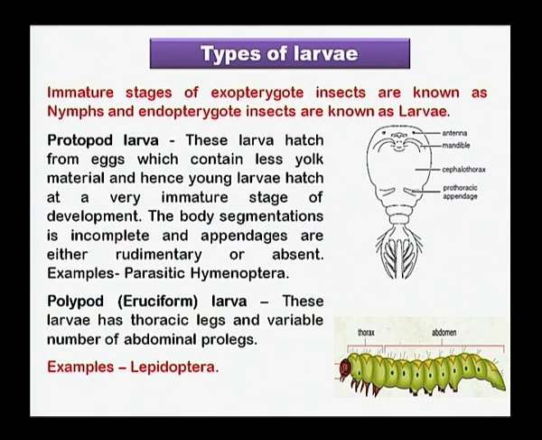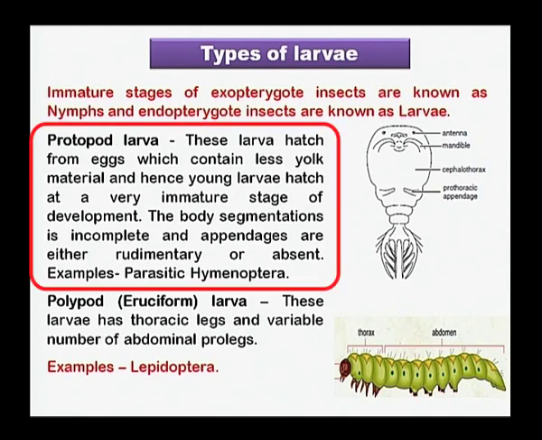Now, there are many types of larvae which are common in case of insects. They include first protopod larvae or protopod larva. These larvae hatch from eggs which contain very little yolk material or food material, hence they hatch at a very early stage of their development. The body segmentation is incomplete and the appendages are rudimentary, it means they are absent.